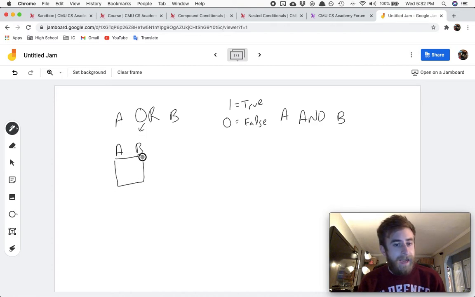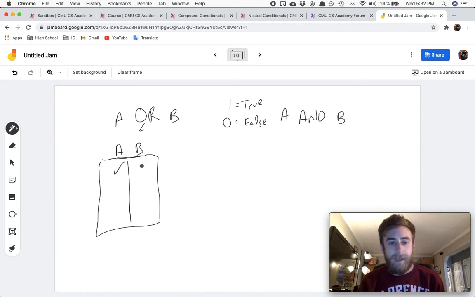So if I do have A, that's not going to be a big enough table. I've got so much space on this page. Let's make a larger table over here. All right. So let's say that I do have A and I don't have B. Well, because I'm allowed to have A or B, this is going to come out true ultimately, because I just need one or the other.